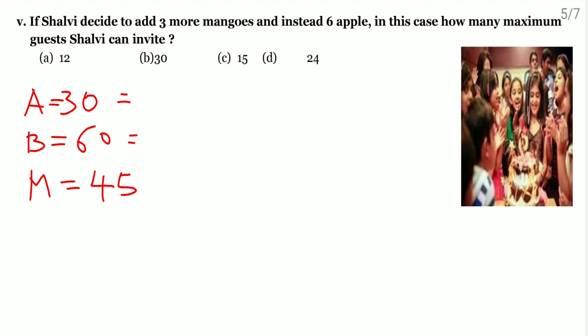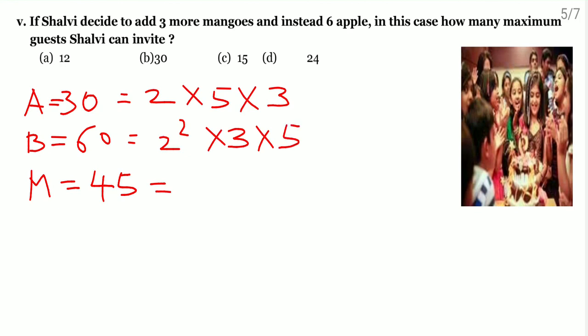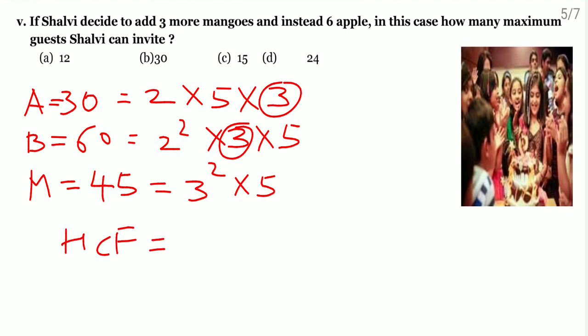Once again, prime factors of 30: 10 threes are 30. 10 means 5 into 2 into 3. 60 means 2 square into 3 into 5. 45 means 9 fives are 45. 9 means 3 square into 5. To get HCF, see here. Is 2 common everywhere? No. So 2 we are not going to count. 3, 3 and 3 square.